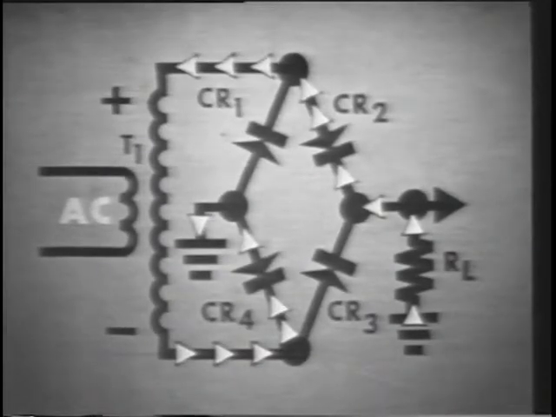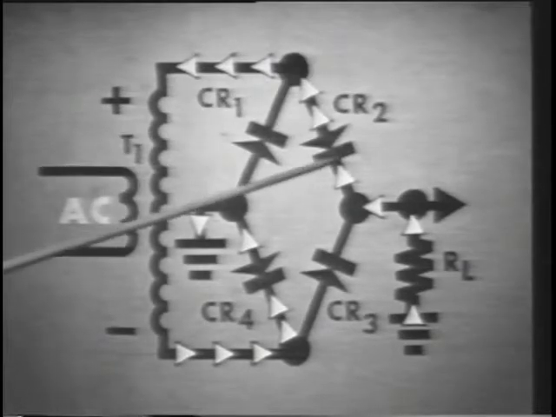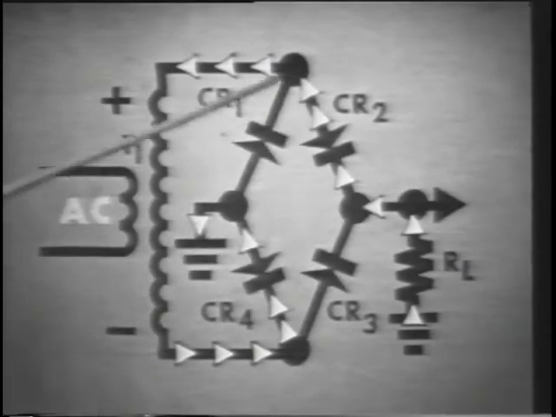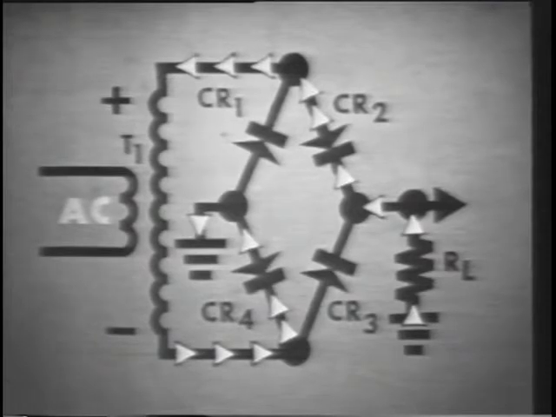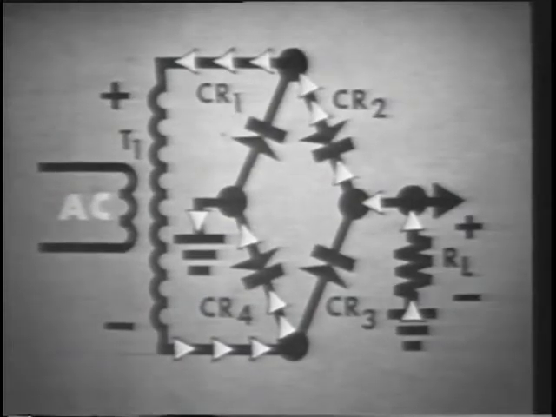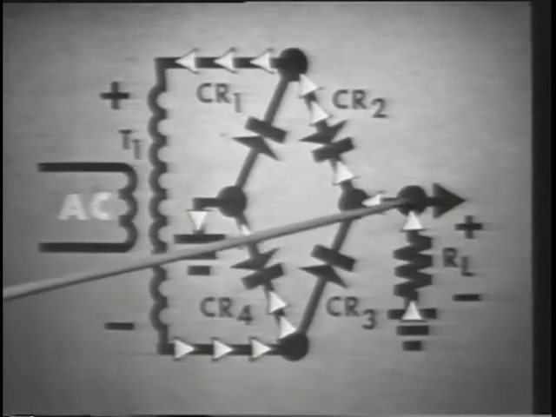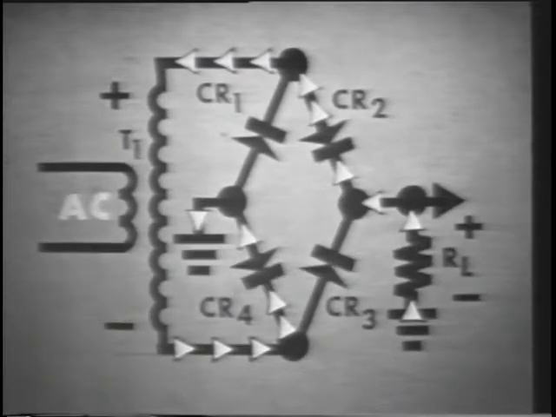With positive on the top and negative on the bottom of the secondary, CR4 conducts to ground the bottom end. At the same time, CR2 conducts to connect the load to the top end. Both CR1 and CR3 are reverse biased and will not conduct. Current flows in this direction up through R sub L, producing a positive output voltage for the load.